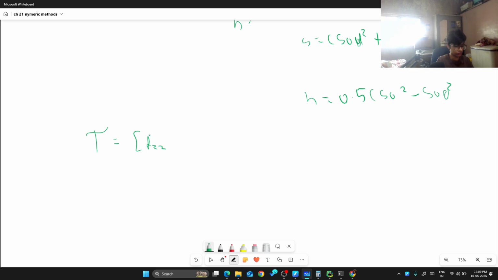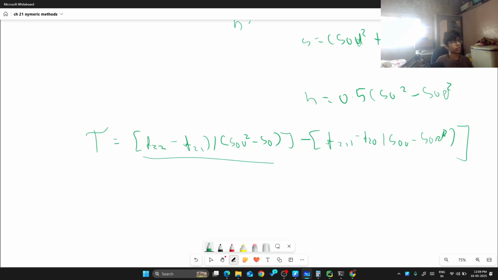Gamma equal to f22 minus f21 upon S0 up square minus S0, minus f21 minus f20 upon S0 minus S0 down square, and divided by h. And theta is easy. Theta equal to f21 minus f00 upon 2 delta t.